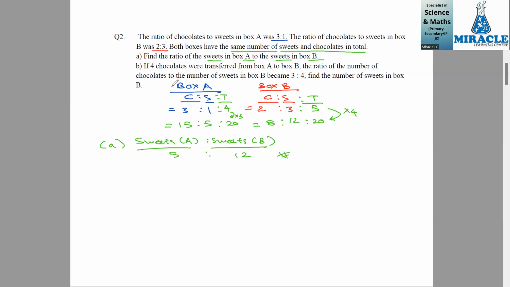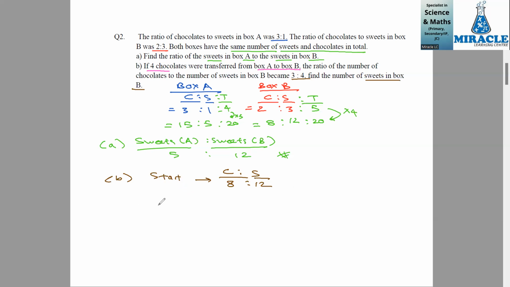Now for part B, if 4 chocolates were transferred from box A to box B, the ratio of the number of chocolates to the number of sweets in box B will become 3 to 4. So find the number of sweets in box B. Okay, so for part B, we know that at the start, the ratio of chocolates to sweets is 8 to 12.